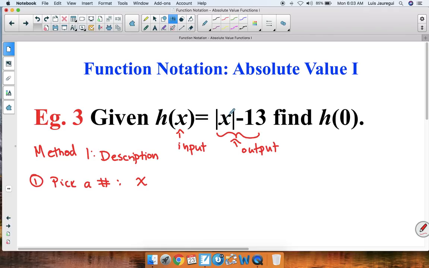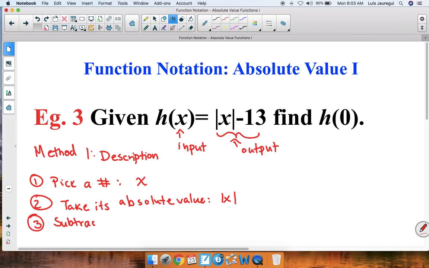Then, since we already have the number x, we're going to take its absolute value. By doing so, we get this expression, absolute value of x. And the last thing we're going to do is to subtract 13. So that's our third step. Thus getting you absolute value of x minus 13. So that's the description of the process.